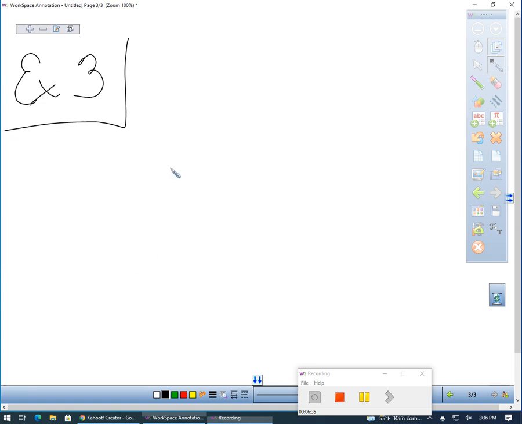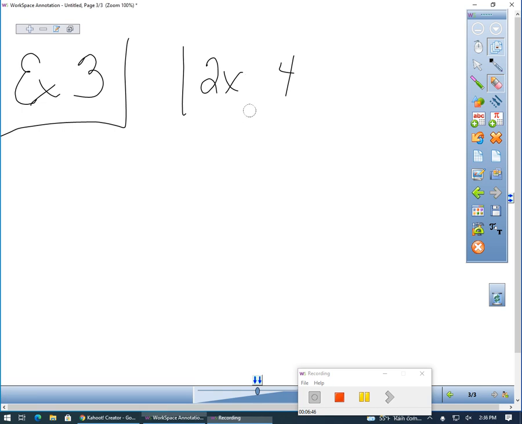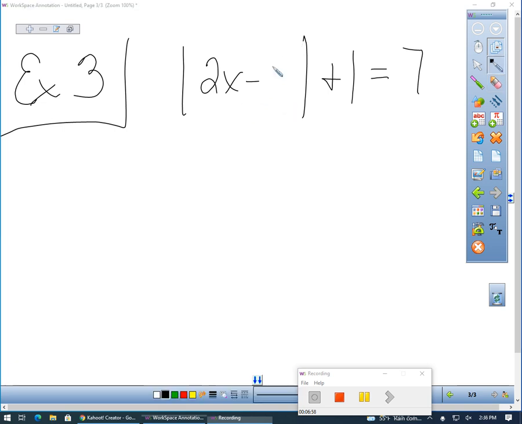All right, so here is example number 3. So this time, we have the absolute value of 2x minus 4. I seem to like that expression today. 2x minus 4 plus 1 is equal to 7. Let me fix my 4 here. All right, so my first question for you is this absolute value by itself?